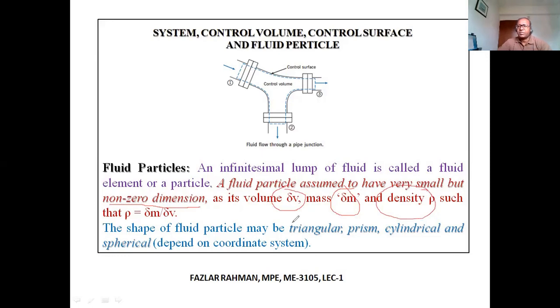it has a density, and it also has pressure and temperature. If your mass is delta M and volume is delta V, then delta M by delta V equals rho. And what will be the shape of the fluid particle? It may be triangular, prism, cylindrical, or spherical, depending on what coordinate system you are using and what type of fluid.